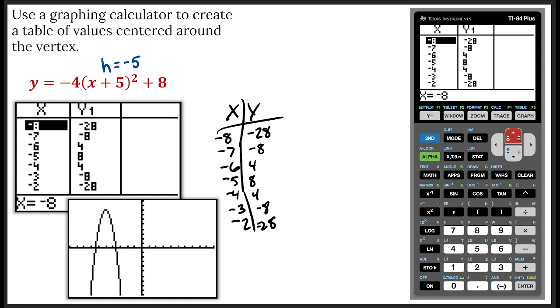Woo. You can make an XY table very fast that way by using the table and graph features of your graphing calculator. You don't actually have to hit the graph button. You can just go straight to the table from the y equals screen and you'll still get the same thing. Enjoy!